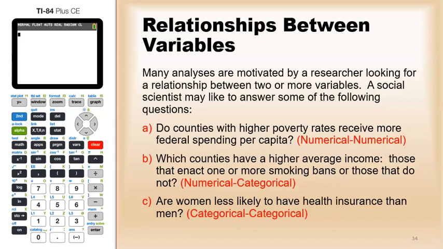Which counties have a higher average income? Those that enact one or more smoking bans, or those that do not? So this would be a numerical categorical type of question, in that the average income is numerical, but whether or not the county has a smoking ban is categorical.